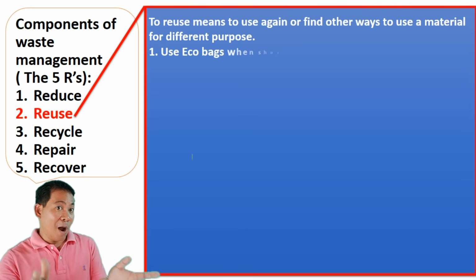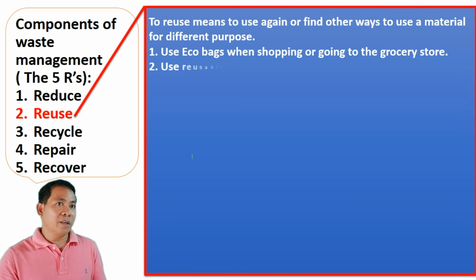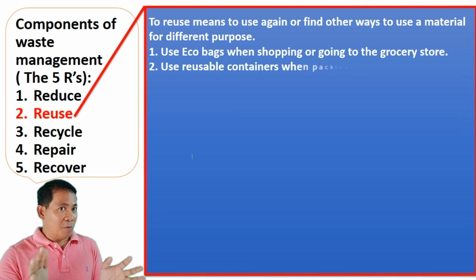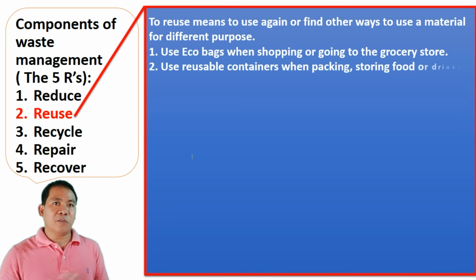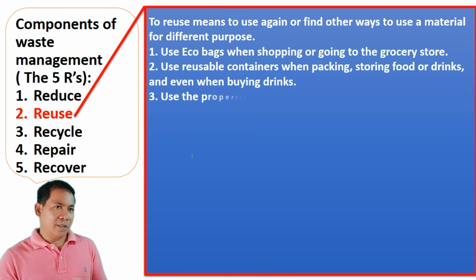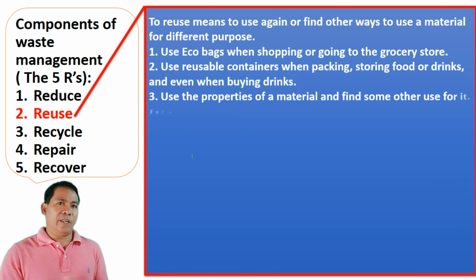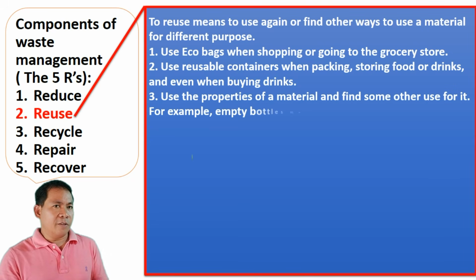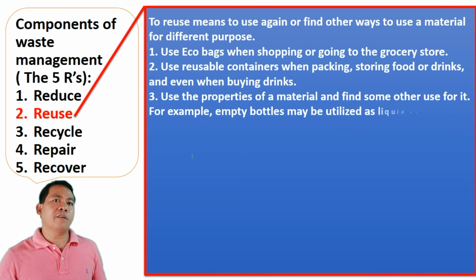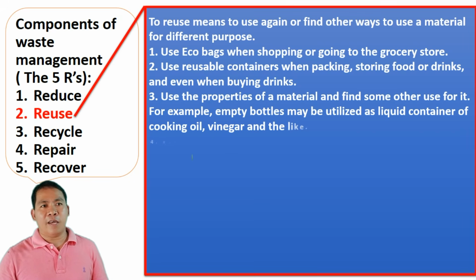For example, eco bags. When shopping or going to the grocery store, you should use them. Use reusable containers when packing and storing food or drinks, and even when buying drinks. Use the properties of materials and find some other use for them. For example, empty bottles may be utilized as liquid containers for cooking oil, vinegar, and the like.